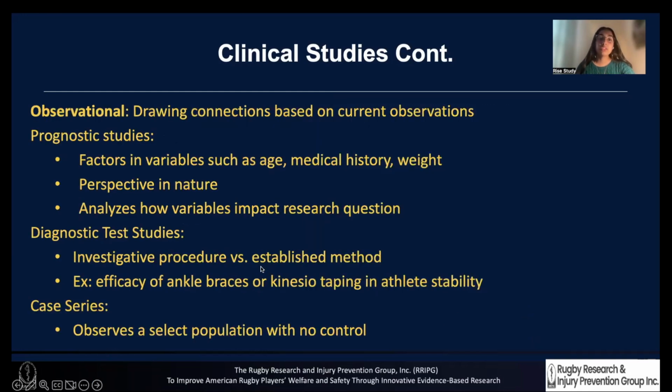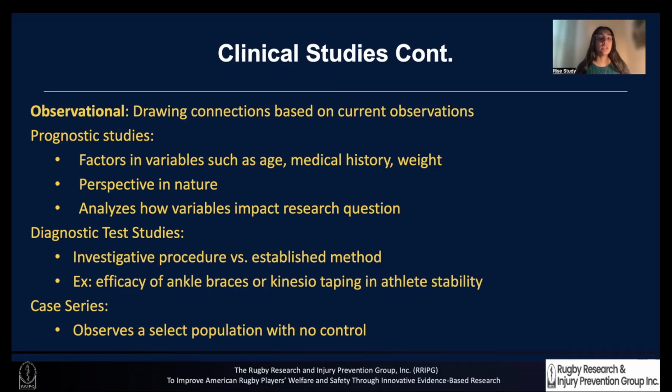The next type of clinical study is an observational study, and this is basically drawing connections based on current observations. A prognostic study looks at factors such as variables like age, medical history, and weight. Prognostic studies are often prospective in nature and they analyze how variables impact the research question. For example, if your research question pertains to what is the effect of smoking on people's chances of getting lung cancer, a prognostic study will analyze age and try to see if the age of the given population will affect how likely it is for someone to get lung cancer.